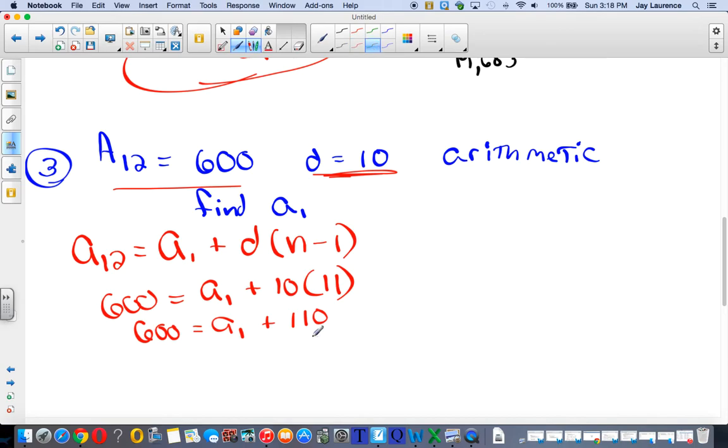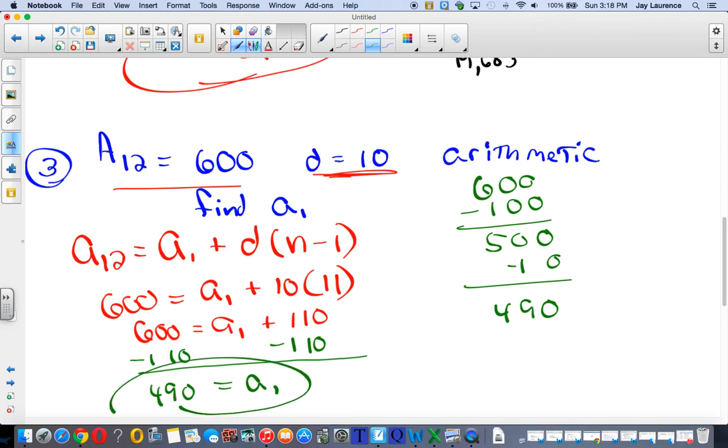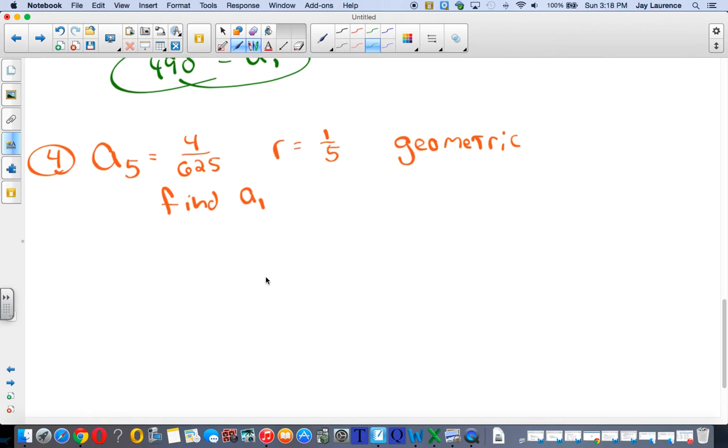And then I will subtract 110 from both sides. Don't make the subtraction hard. 600 minus 100 is 500. If you take 10 more away, don't you get 490? So a sub 1 is 490. There it is. All right, last problem here.